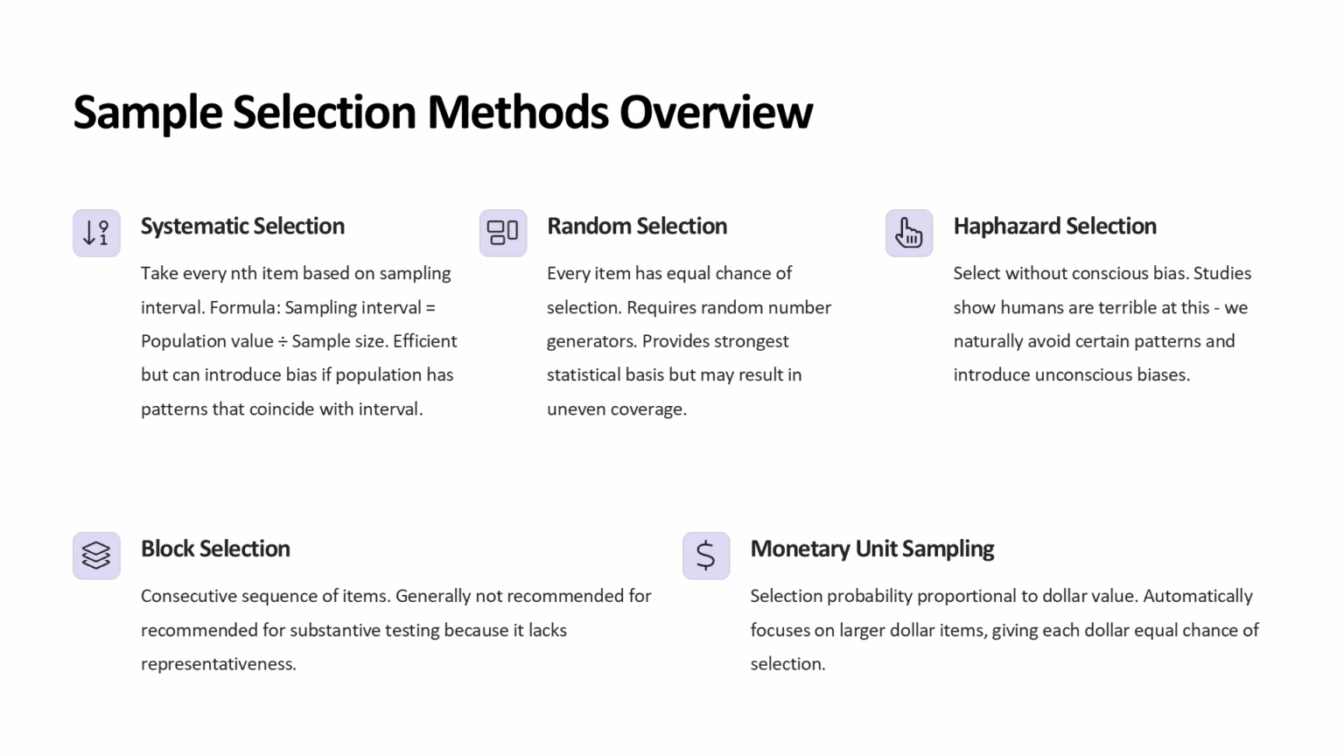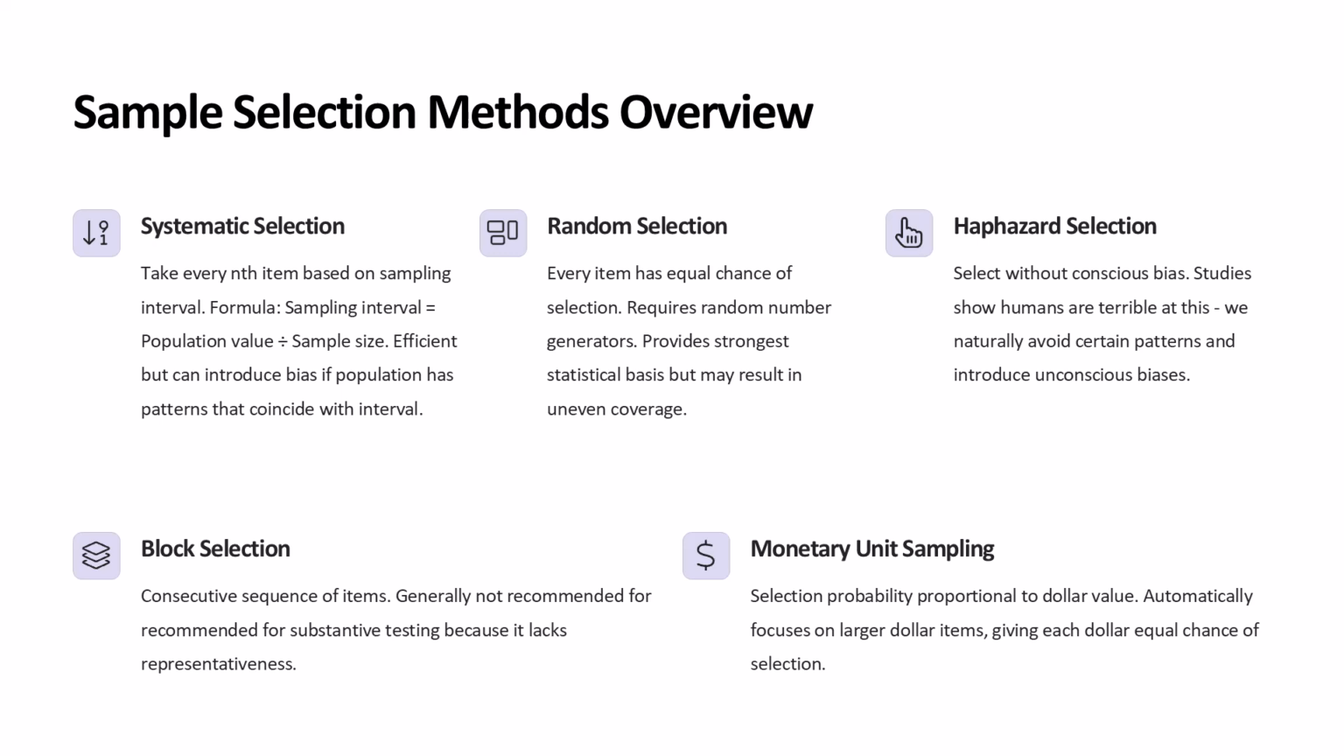3. Haphazard selection. Select without conscious bias. This is like picking items while blindfolded. Spoiler alert, humans are terrible at this. Studies show we naturally avoid certain patterns. While seemingly random, research has shown that humans are inherently poor at selecting items randomly. We tend to avoid certain patterns, favor others, and introduce unconscious biases. This method is generally less preferred than statistical methods, but may be acceptable for low-risk areas.